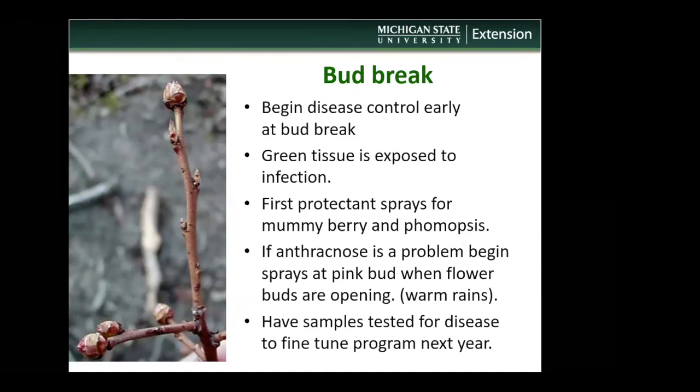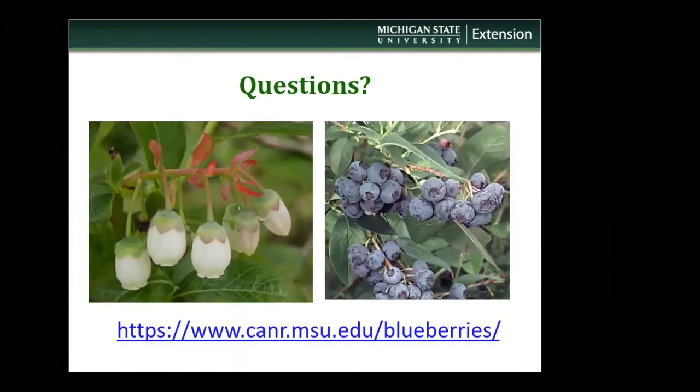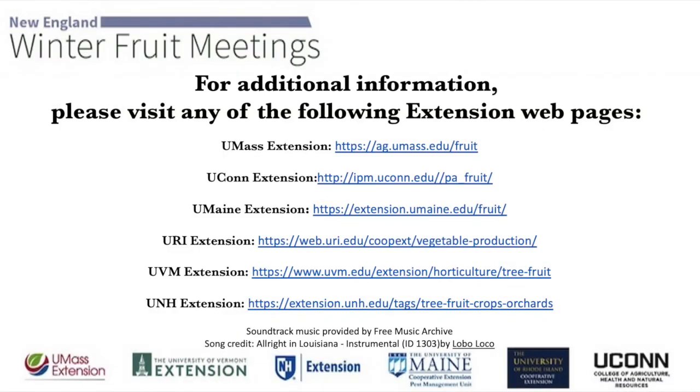So if I thought anthracnose was my problem, I'd probably wait a little longer. I'd wait until the flower buds had opened, until we're at what we call pink bud, where the flowers are exposed. If I have warm rains at that time, I would think about perhaps controlling anthracnose. And if I have a problem, I'd certainly want to have samples tested for disease to have it identified so I could fine tune my work for later. So that is it.